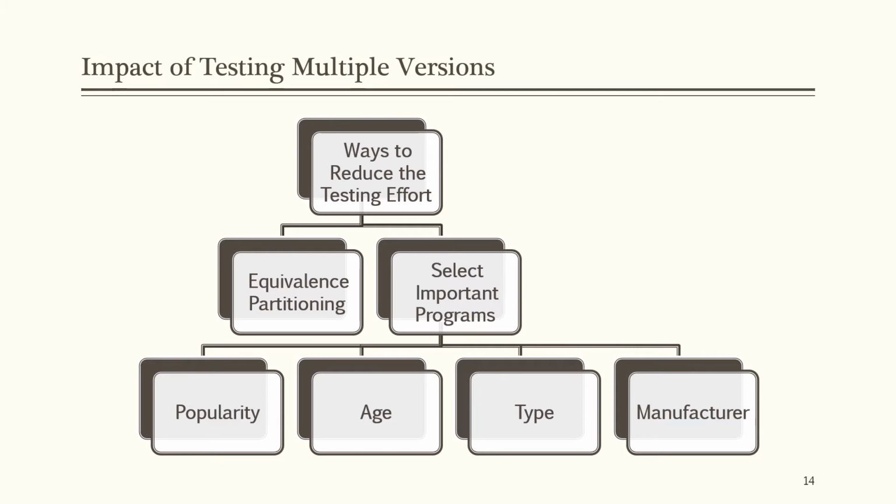Ways to reduce the testing effort are equivalence partitioning and selecting the important programs. There are multiple criteria to select important programs. These include popularity, age, type, and manufacturer. An example of popularity is that you can use sales data to select the top 100 or 1000 most popular programs. An example of age is that you might want to select programs and versions that are less than 3 years old.